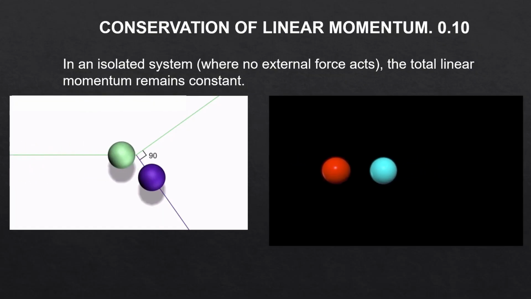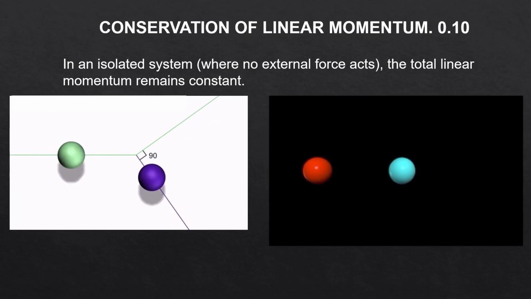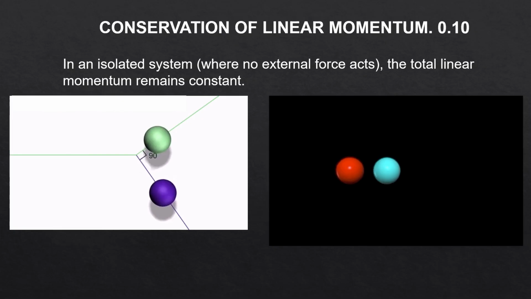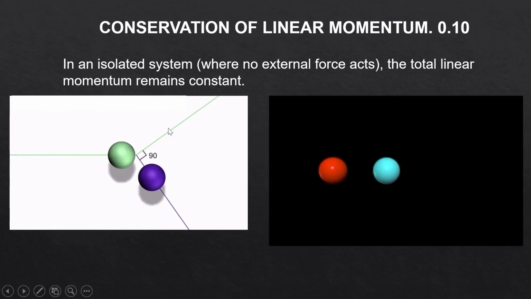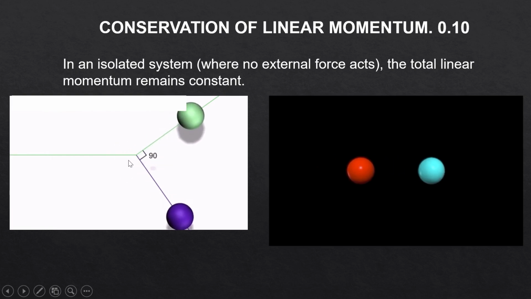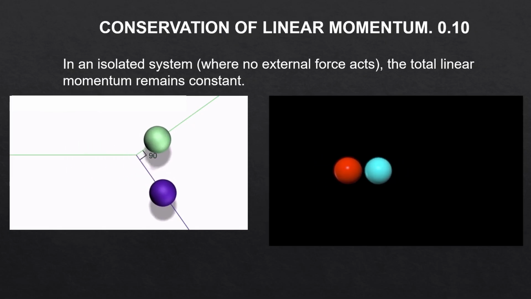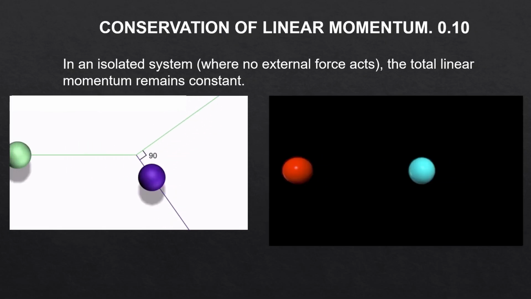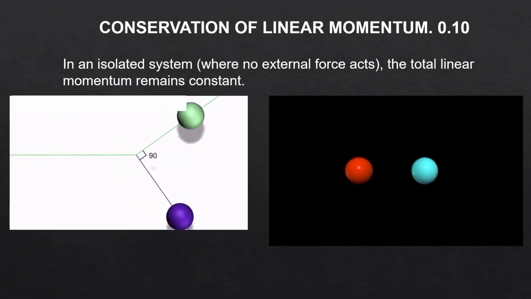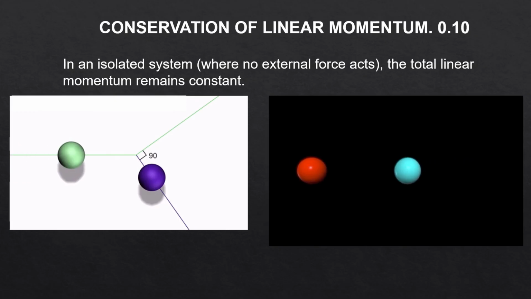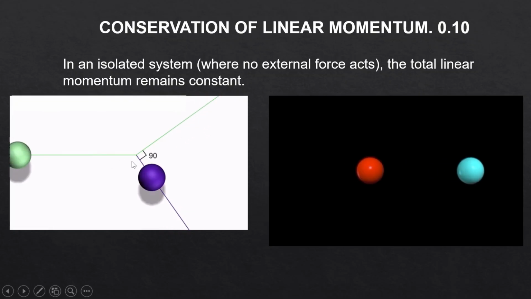Now, let's concentrate and talk about conservation of linear momentum. You say that in an isolated system, that is a system where there are no external forces, the total momentum remains constant. Now, if you look at these two bodies, they are moving. Our job in this video is to explain everything that is happening here. So what we want to understand is that the momentum of these two bodies before the collision must be the same after they have collided. That is the law of conservation of linear momentum.